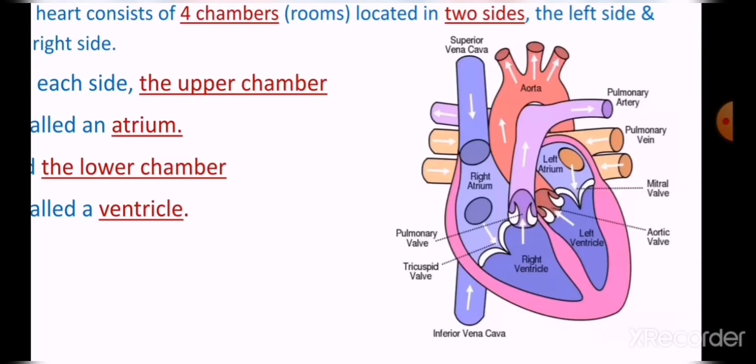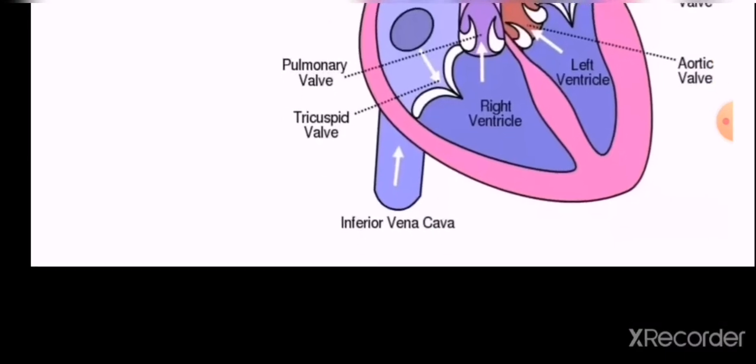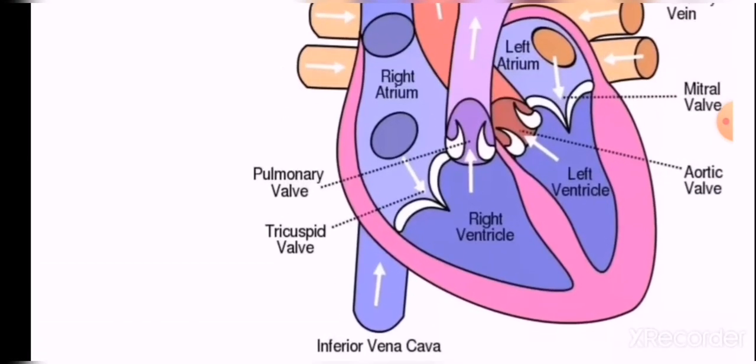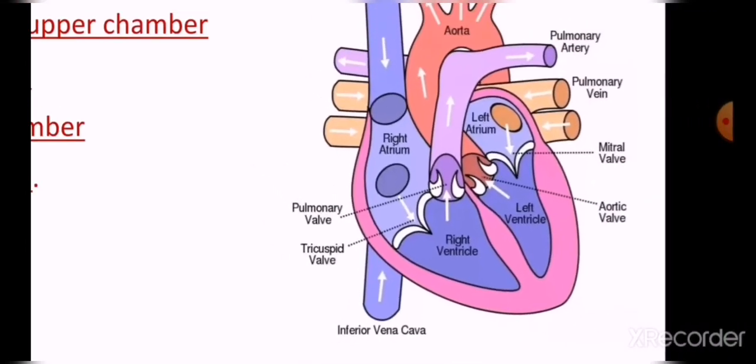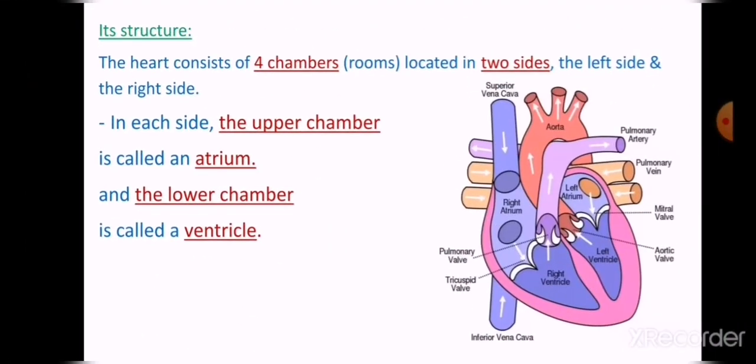Okay? So, there is a wall between the right side and the left side. The pink ones. This is the wall that is located between the two sides. This wall separates the right side and the left side of the heart to prevent mixing of the blood in both sides.